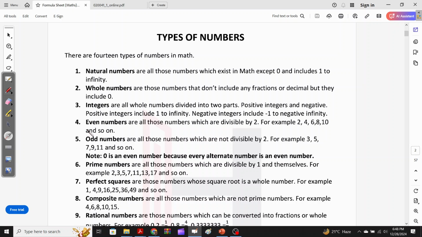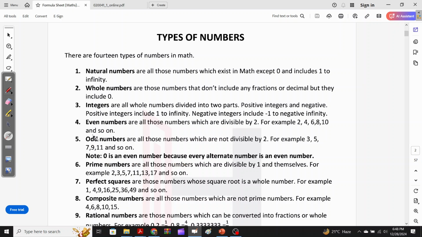Now let's start with even numbers. Even numbers are all those numbers which are divisible by 2. All those numbers which are divisible by 2 are termed as even, like 2, 4, 6, 8, 10. They are all even numbers. And remember, 0 is also treated as an even number. Here it is very important.